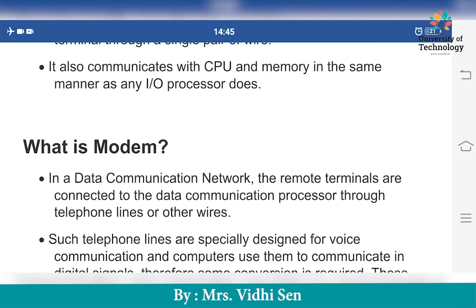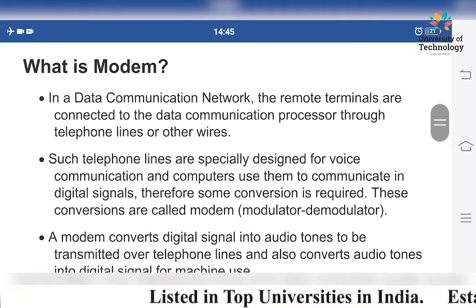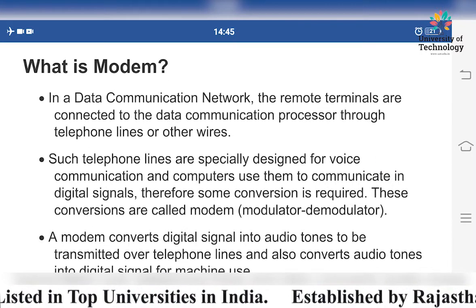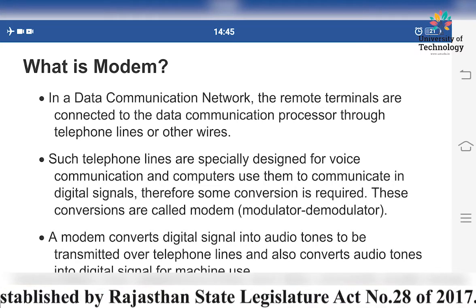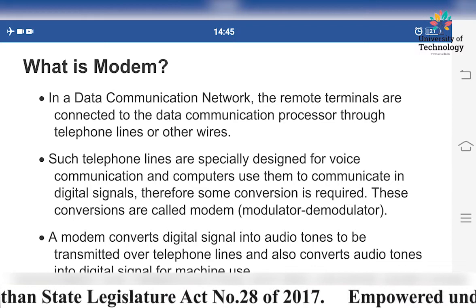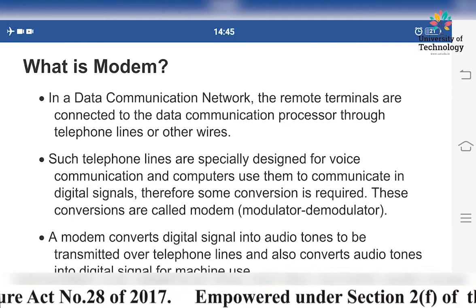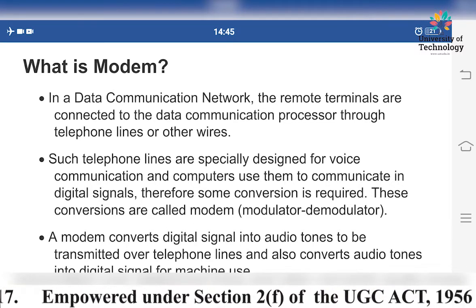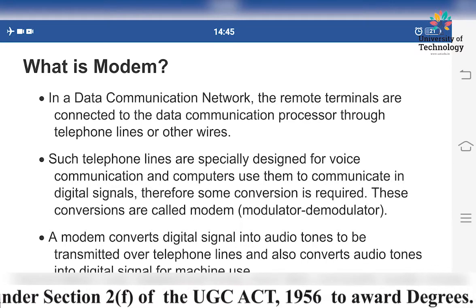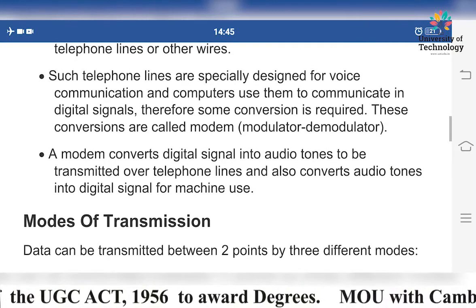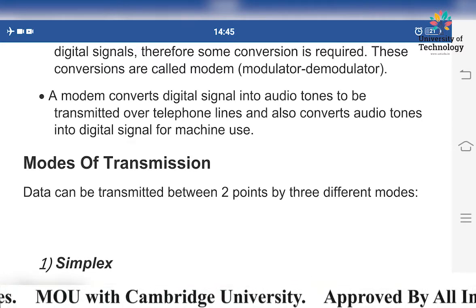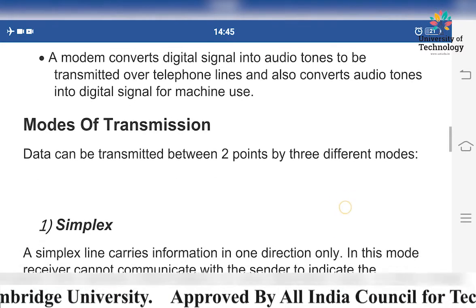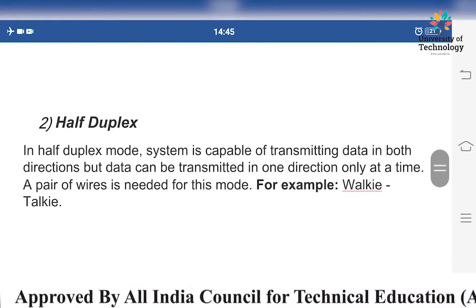It is used for modulation as well as demodulation, because we know that a telephone line understands voice communication only, whereas a computer understands only binary language. So we need some device to modulate as well as demodulate the signals. After that, we discussed the various transmission modes. What were the transmission modes? We have simplex, half duplex and full duplex.